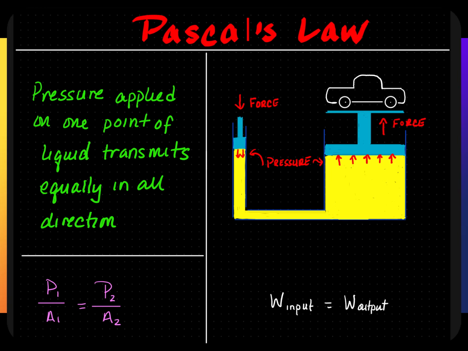Pascal's law, or Pascal's principle, tells you that pressure applied at one point of a liquid is transmitted equally in all directions. That tells us that pressure 1 over the area 1 is a constant. This is going to equal pressure 2 over the area 2.